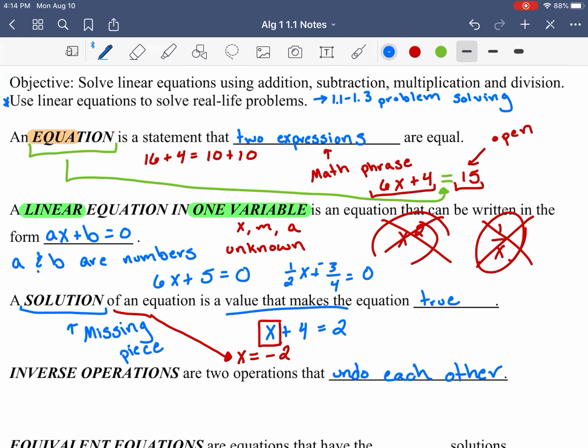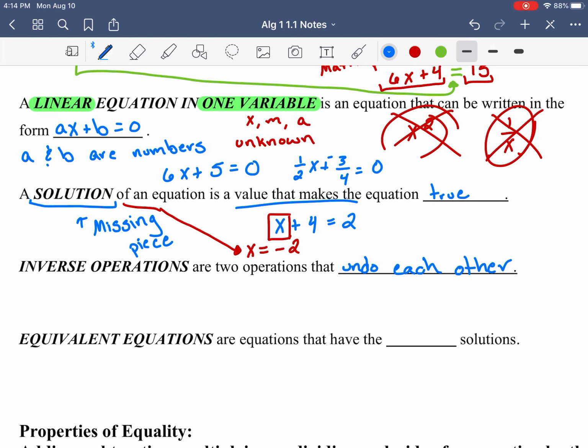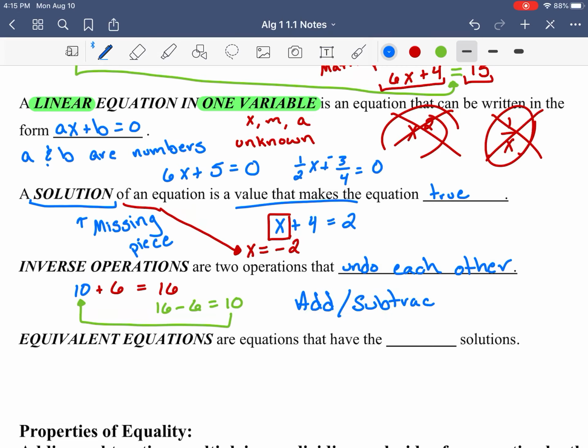Okay, so basically they undo each other and get us back to where we started. So if I start with the number 10, and let's go ahead and add 6 to that, that gives us 16. If I take this 16 and now subtract 6, that gets me back to the 10 that I started with. So adding the 6 and subtracting 6 undid each other, so we call them inverse operations. Add and subtract are inverse operations, and so are multiply and divide.